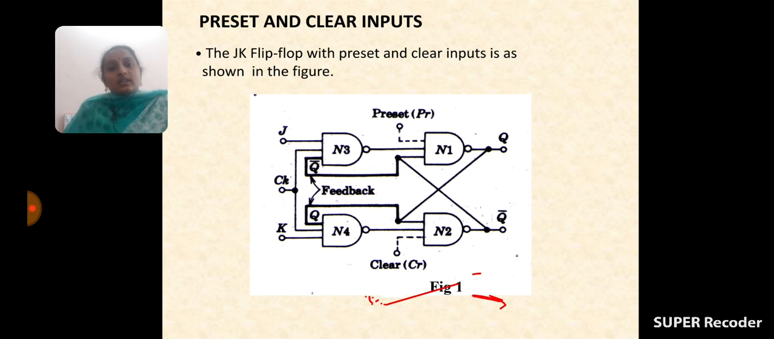Okay, in case of preset and clear inputs, even though the inputs are not present and irrespective of the output of the previous stage, the present output may be set to 1 or set to 0. If the output is set to 1, that condition is called what? Preset condition. If it is set to 0, that condition is called reset. So how are we getting these two set and reset conditions directly? By the application of preset input we get the set condition, by the application of clear input we get the reset condition. Okay, so this is the main use of preset and clear inputs.